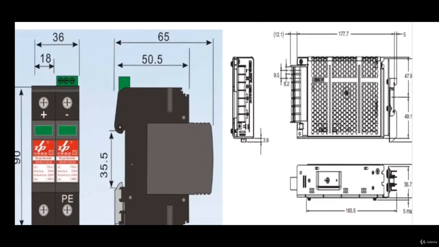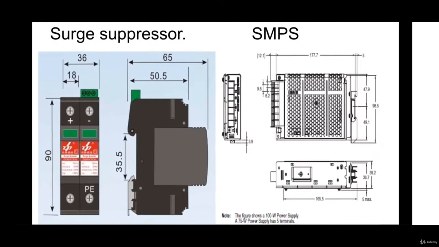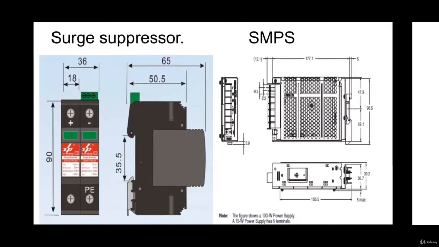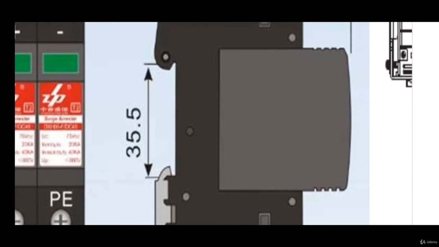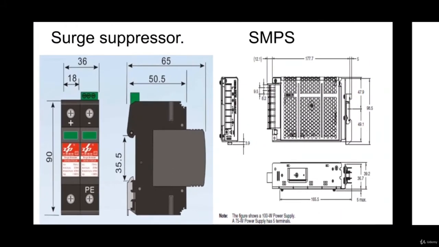As you can see at the back side, it shows the mounting capability of the surge suppressor. You are mounting on a bus bar, so this is the dimension value required to put your surge suppressor on the bus bar. So this is also very important while designing any type of control panel. You should take the bus bar size according to that.